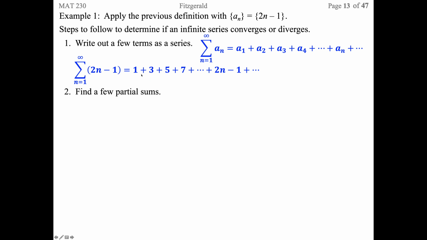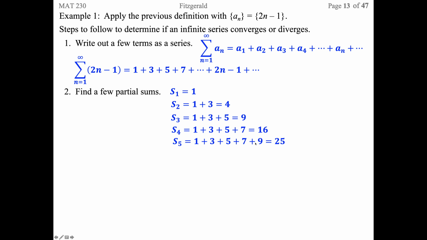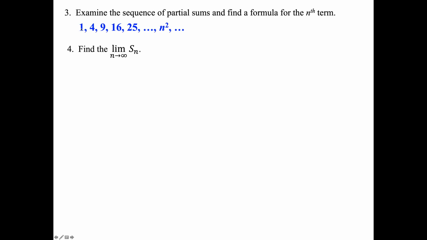Now let's find a few partial sums. Let's say the first four terms here. So s sub 1 is 1, s sub 2, second partial sum, is going to be 4, third partial sum, 4 plus 5, 9, fourth partial sum, 1 plus 3, 5, and 7 is 16. I'm starting to see a pattern. The fifth partial sum, just to double check, yep, my pattern was 1 squared, 2 squared, 3 squared. I started to notice perfect squares when I got to 16. So there is my sequence formula for my partial sum sequence.